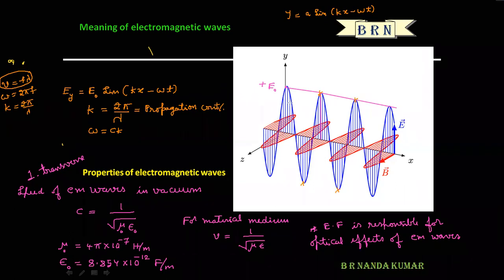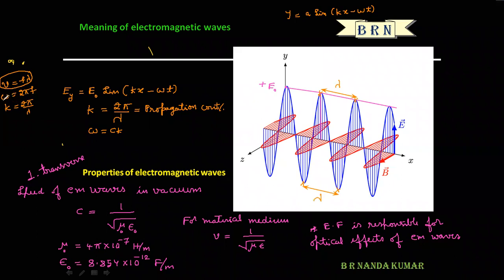The distance between any two consecutive troughs, or consecutive crests. Crest means the raised portion of the medium. Trough is the most depressed portion of the medium. So the distance between any two consecutive crests or consecutive troughs is called the wavelength. This is the wavelength, right?